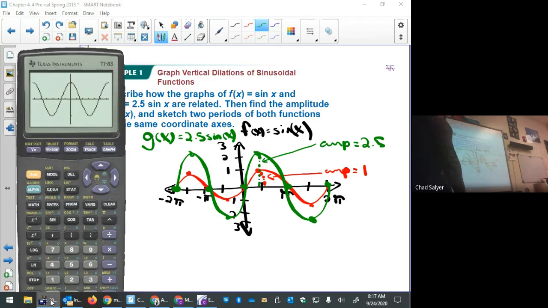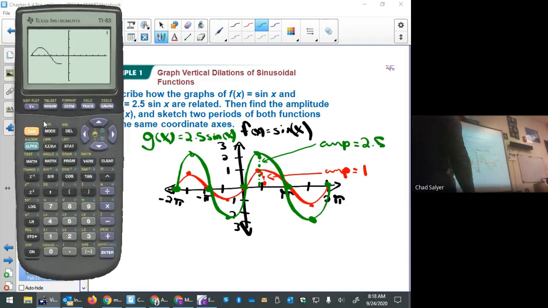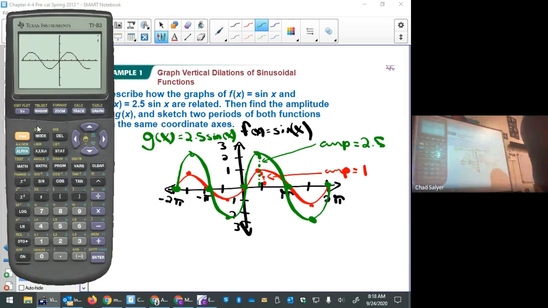And we'll graph this on the calculator. It's always a good idea to confirm your results. I need to change my window to go from -3 to 3. And we've got sine of x and 2.5 sine of x. So there's the red line on my graph, the sine of x. There's the green line on my graph, 2.5 times the sine of x.